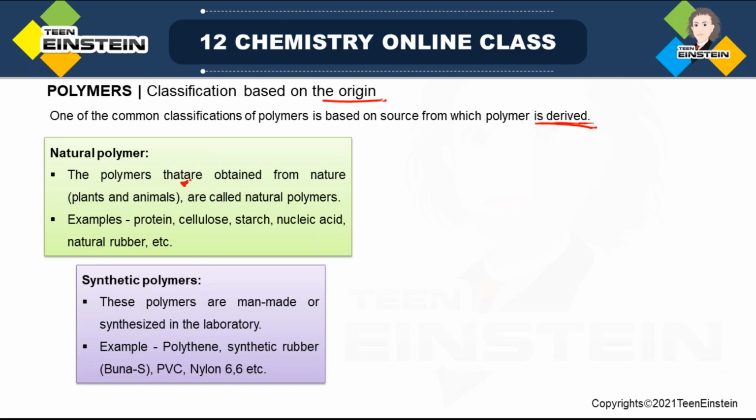After natural polymer, synthetic, that means man-made. So they will be synthesized in the laboratory. Here as examples we have polythene, synthetic rubber. The previous one is natural rubber. Now we are calling it synthetic rubber. Then we have, it is also known as Gunas. Then we have PVC, polyvinyl chloride, monomer is vinyl chloride, and nylon 6,6. So all these are examples of synthetic polymers that are man-made, we can make in the laboratory.